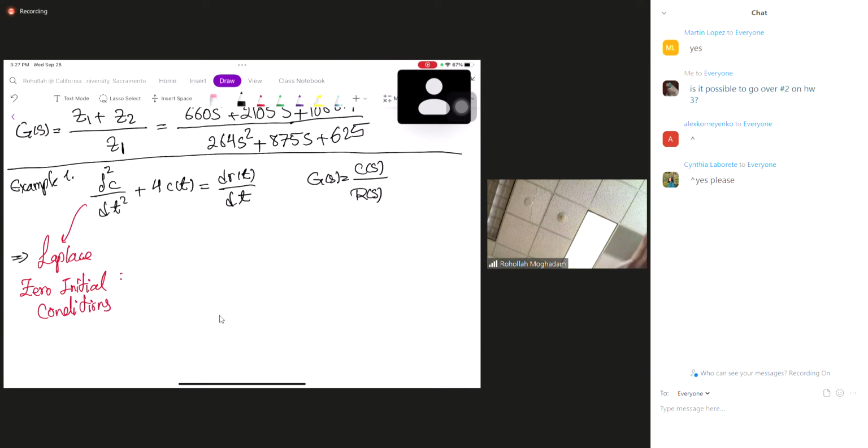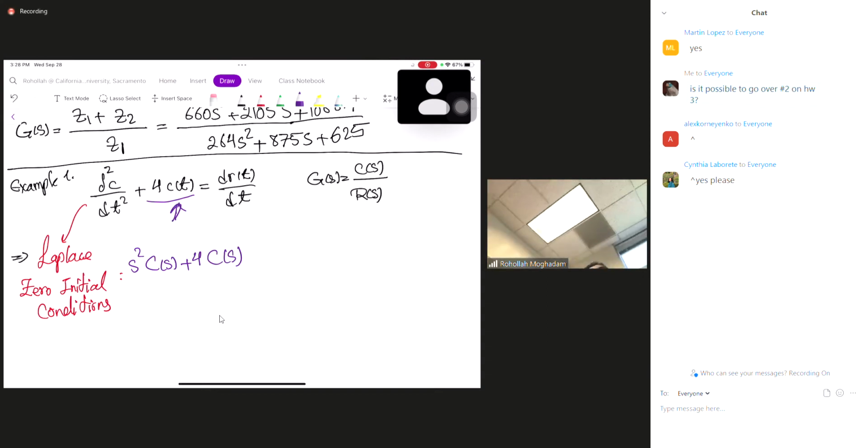So what will happen, we will have c squared C of s plus 4 C of s. So keep this in mind. When you have 4 C of t over here, the Laplace transform becomes 4 times the Laplace transform of C of t, based on the linearity theorem. So it is not 4 over s times C of s. It is 4 times C of s.